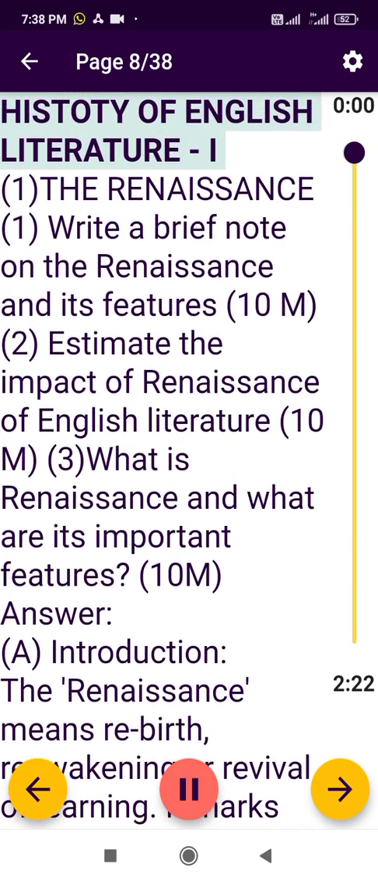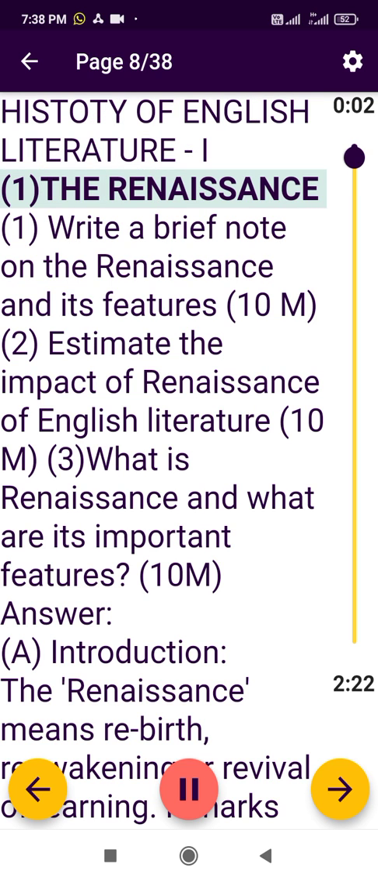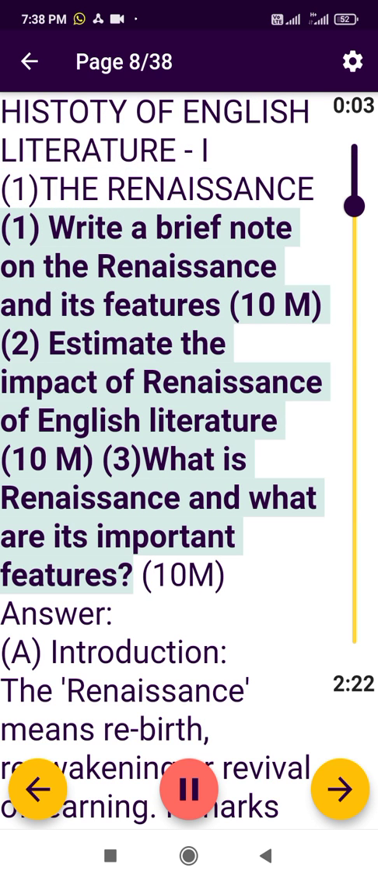History of English Literature. I. The Renaissance. 1. Write a brief note on the Renaissance, and its features. 10m. 2. Estimate the impact of Renaissance on English literature. 10m. 3. What is Renaissance, and what are its important features? 10m.